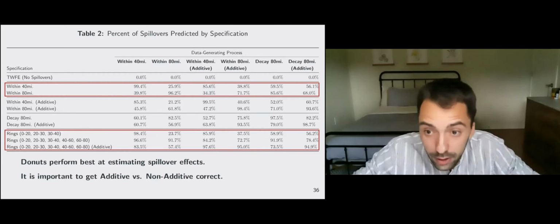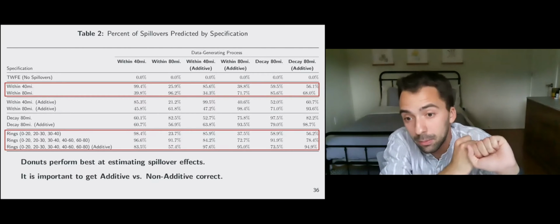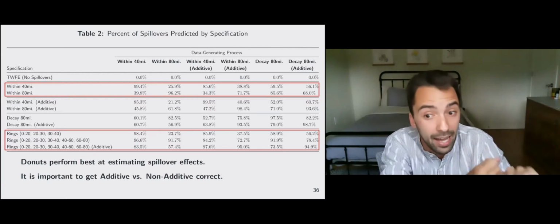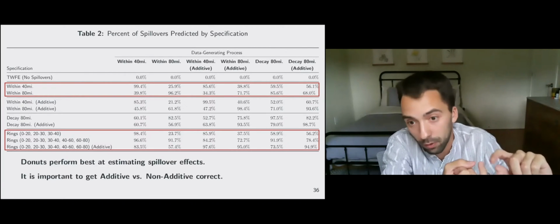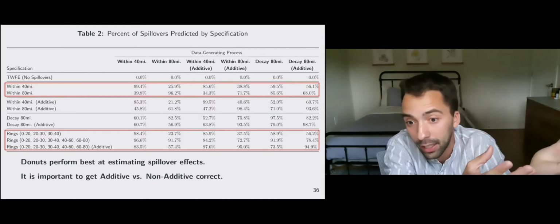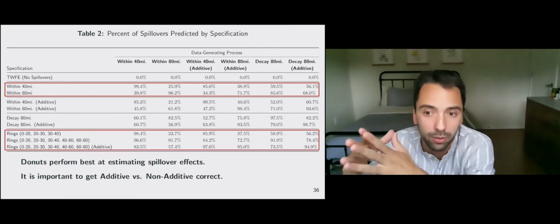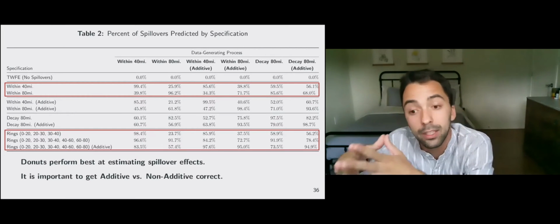And so what I suggest in the paper is that if you want to get an unbiased estimate for the direct effect, but you suspect that the spillover effects are additive, you might want to run two separate regressions. One, just using a within indicator to accurately estimate the direct effect, and then a separate regression that uses the additive version of the rings to accurately estimate the spillover effects.